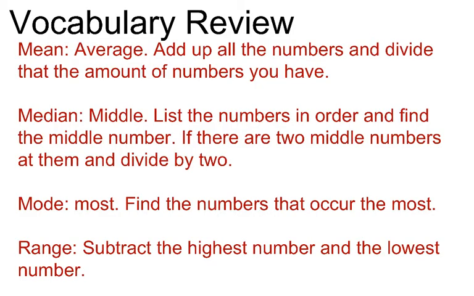Well, let's review. We remember that the mean is the average. In other words, you add up all the numbers and divide that by the amount of numbers you have. The median is the middle. You list all the numbers in order and find the middle number. If there are two numbers in the middle, then you add them up and divide them by 2. The mode is the most. Find the numbers that occur the most often. And the range, you subtract the lowest number from the highest number. So it's the high minus the low.